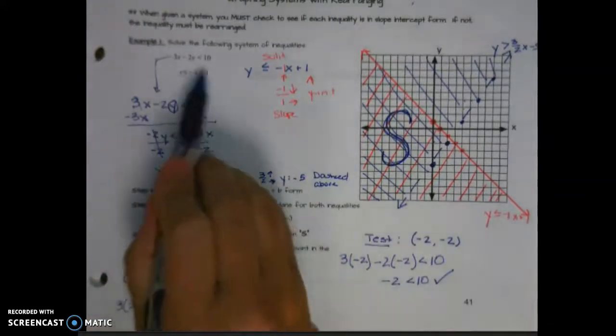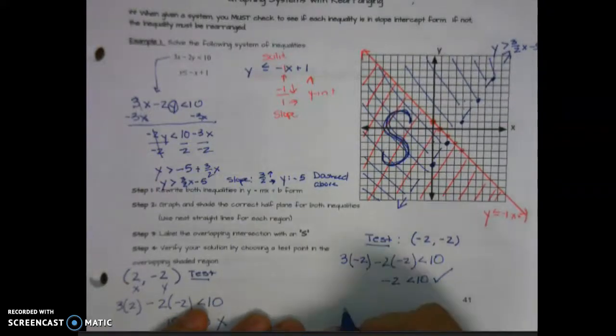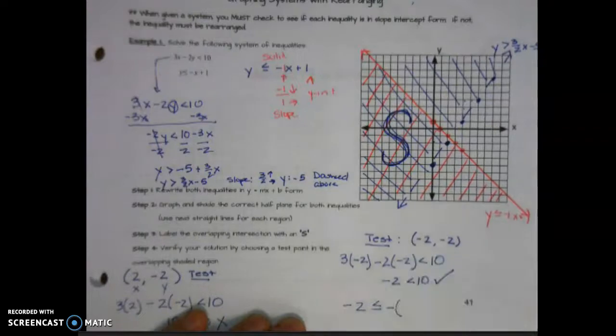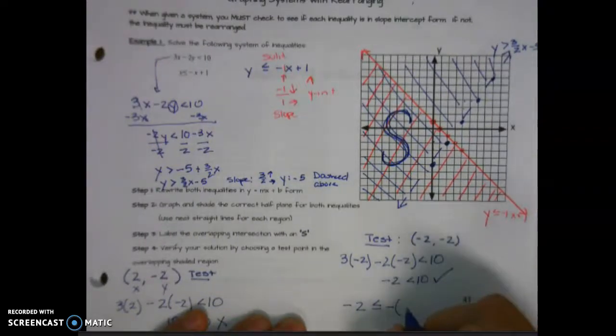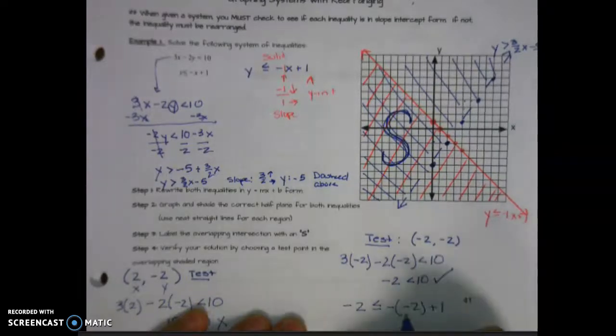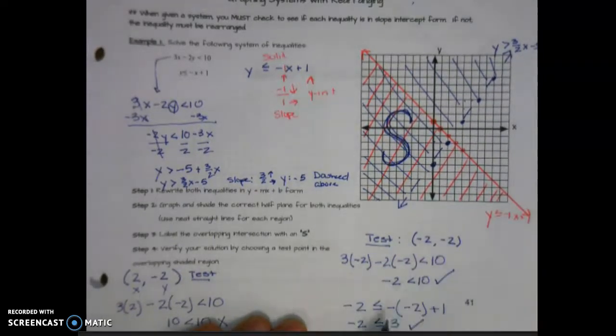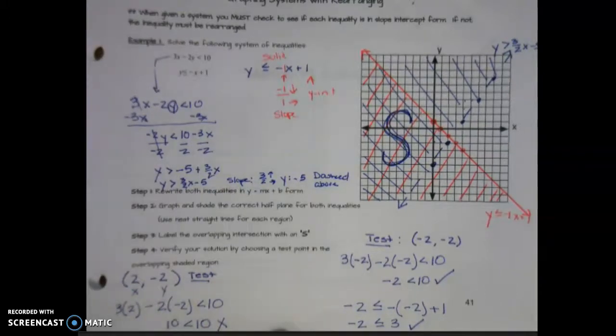So now I'm going to check this inequality. Is y less than or equal to -x plus 1? So is -2 less than or equal to the negative of -2 plus 1? What is the negative of -2 plus 1? 3. So is -2 less than or equal to 3? Yes. So because it works for both inequalities, we know it makes the entire system true.